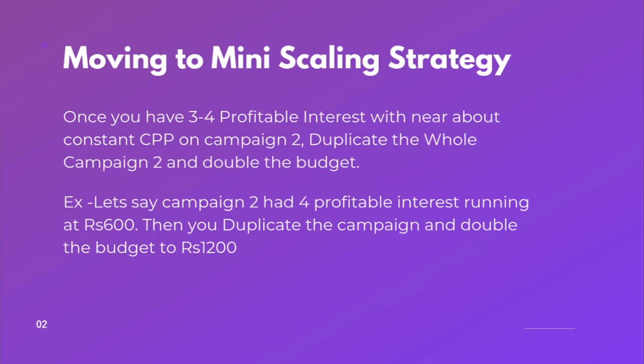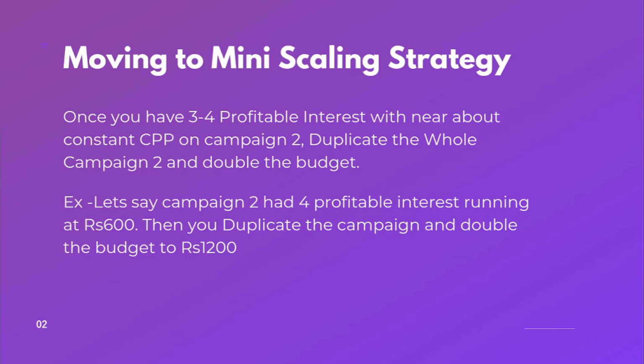And now we are moving to the mini scaling strategy. Once you have 3 to 4 profitable interests with near about constant CPC on campaign 2, which is our profitable interest campaign, duplicate the whole campaign and double the budget. Now I'll explain it in a minute. So let's say you have your profitable interest campaign and you have 4 ad sets running pretty good.